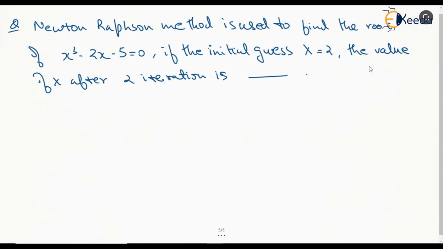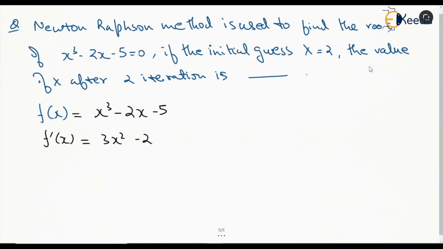So we have to apply Newton-Raphson method here, and the function is also given. So f of x is equal to x cube minus 2x minus 5. We can also find f dash of x. This is 3x square minus 2.